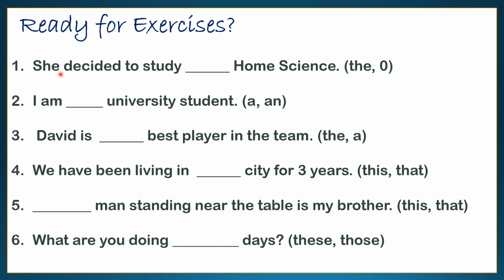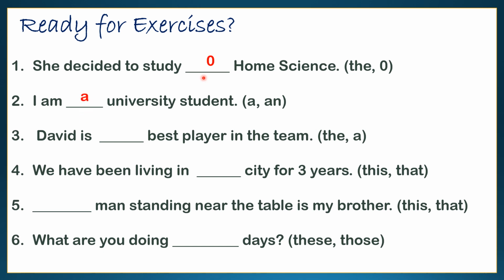Now let us go back to our first question and answer. So she decided to study dash home science. So if we remember from the article section, there are some cases where we have to avoid the article. So this falls into that category. So we don't need any article for this particular sentence. So the sentence will be complete without any article. So we can just say she decided to study home science.